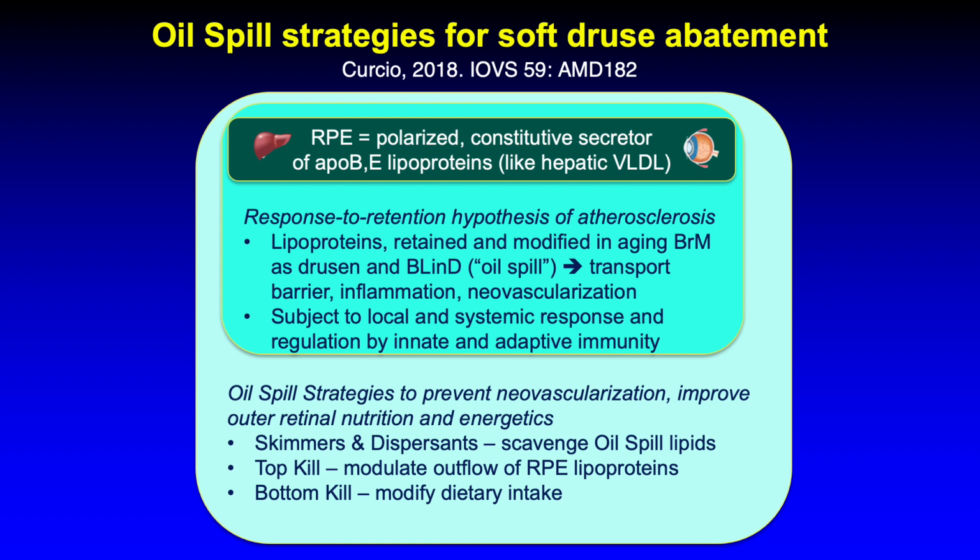We suggested three approaches: skimmers and dispersants to scavenge oil spill lipids, a top kill, which is to modulate the outflow of RPE lipoproteins, and a bottom kill, which is to modify the dietary intake that provides so much of the lipid to these lipoproteins.